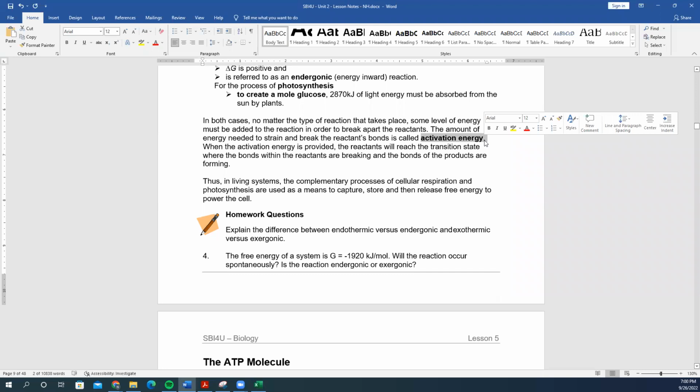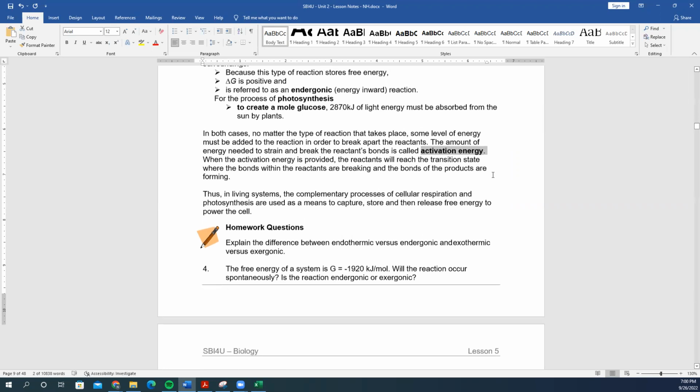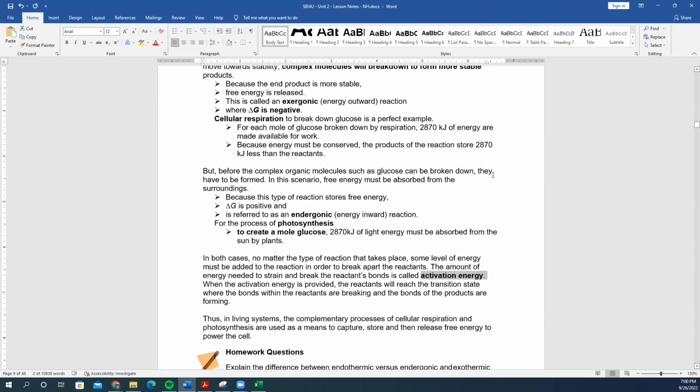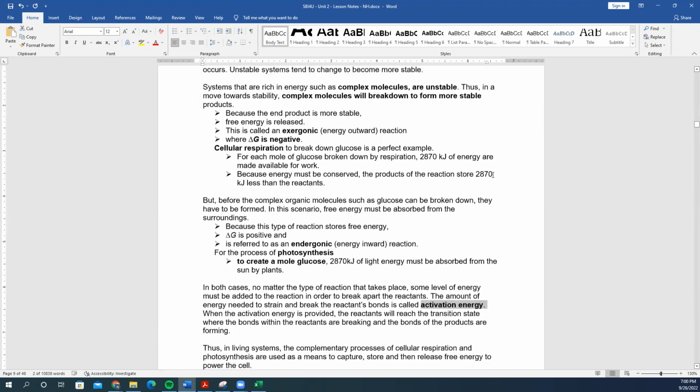And the activation energy, when you have provided that activation energy, then the reactants will reach that transition state where the bonds within the reactants are breaking and the bonds within the products are forming.